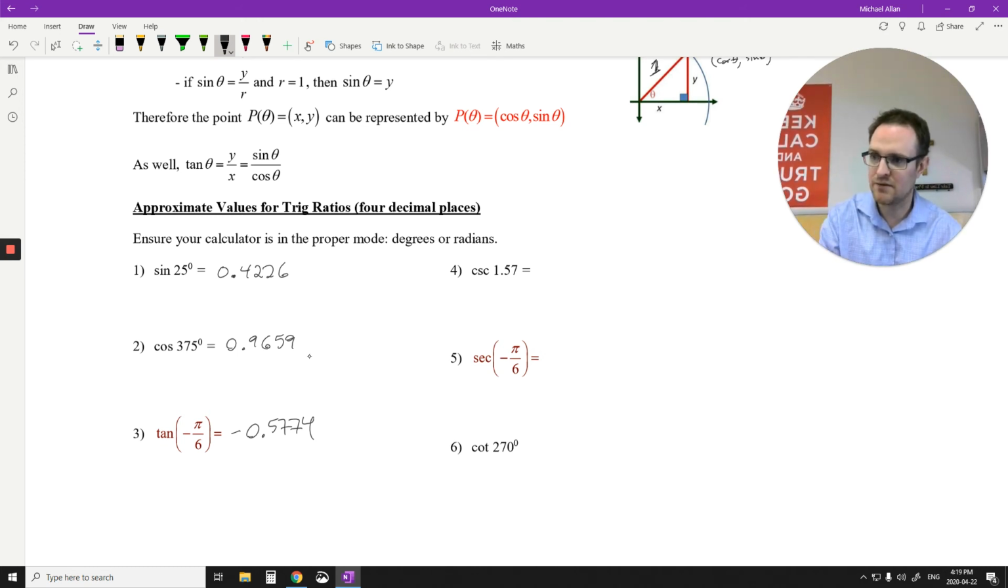The next two, like 4 and 5, they're both radians here because there's no degree symbol, but they're different ratios. So you have to know what the ratio is because there's no cosecant button on your calculator, there's no secant button on your calculator, no cotangent button. So you have to look at the identity sheet there and realize that this is cosecant, so this is 1 over sine 1.57. Now I can type that in my calculator, 1 over sine 1.57.